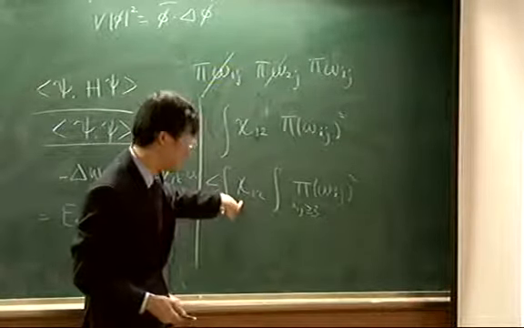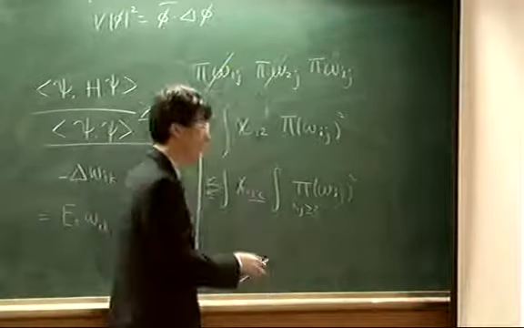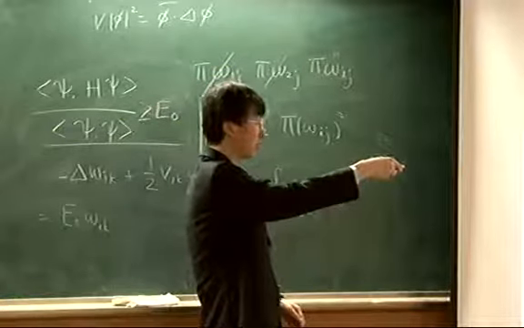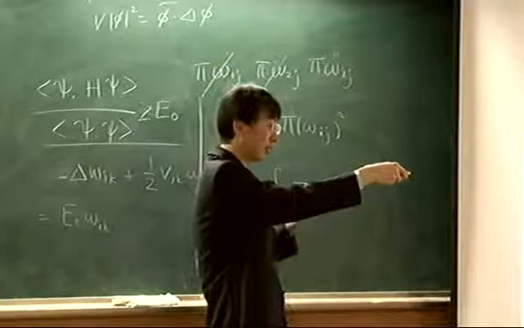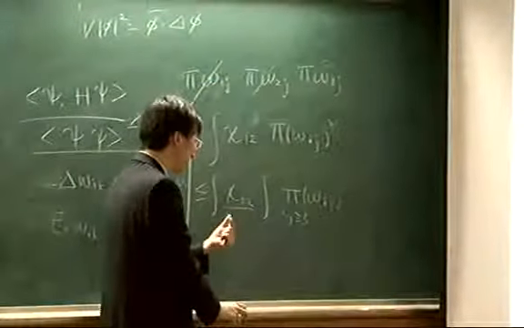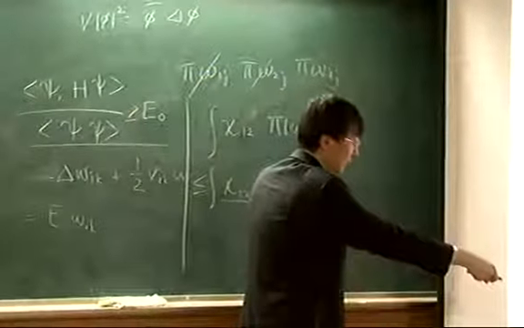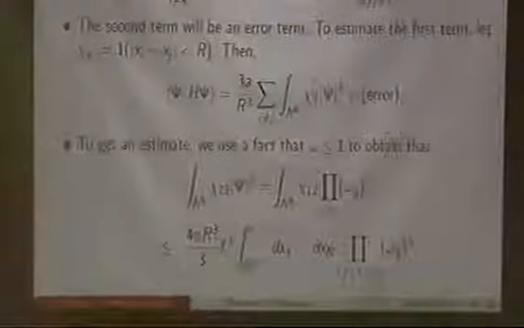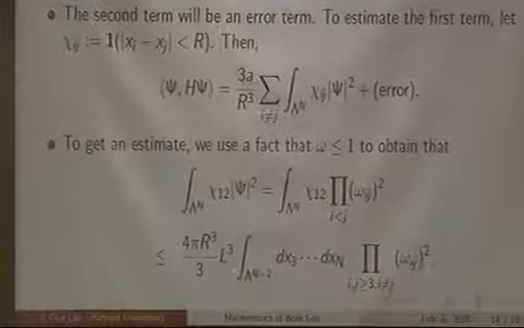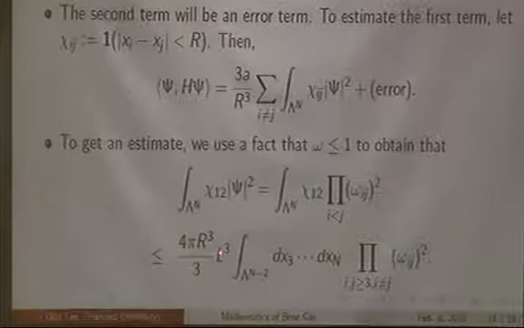This chi ij integration is very simple because by definition it is 1 when those two particles are within distance r. If you fix one particle, the first integration gives 4 pi r cubed over 3, the volume of the ball of radius r. And we have freedom to choose the position of the second particle, which gives L cubed, the total volume of the box. So this times the remaining integrations. We don't perform this integration.